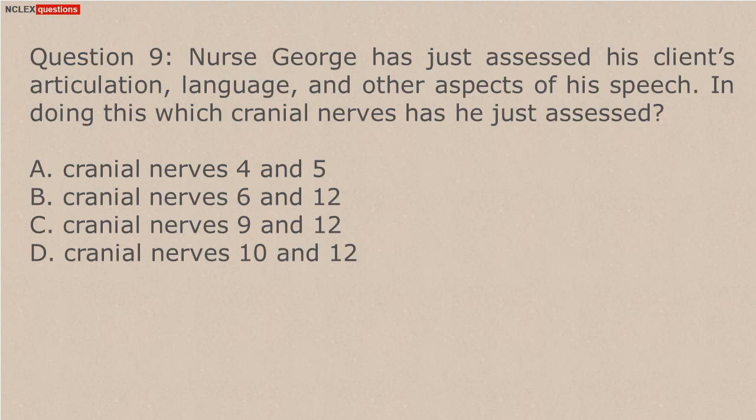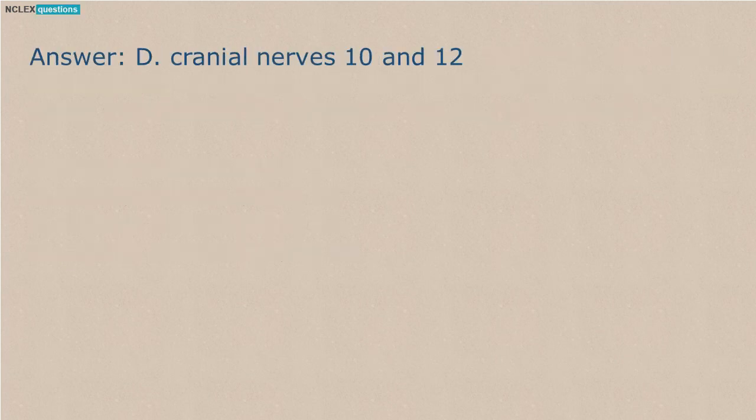Question 9. Nurse George has just assessed his client's articulation, language, and other aspects of his speech. In doing this, which cranial nerves has he just assessed? A. Cranial nerves 4 and 5. B. Cranial nerves 6 and 12. C. Cranial nerves 9 and 12. D. Cranial nerves 10 and 12. Answer D. Cranial nerves 10 and 12.